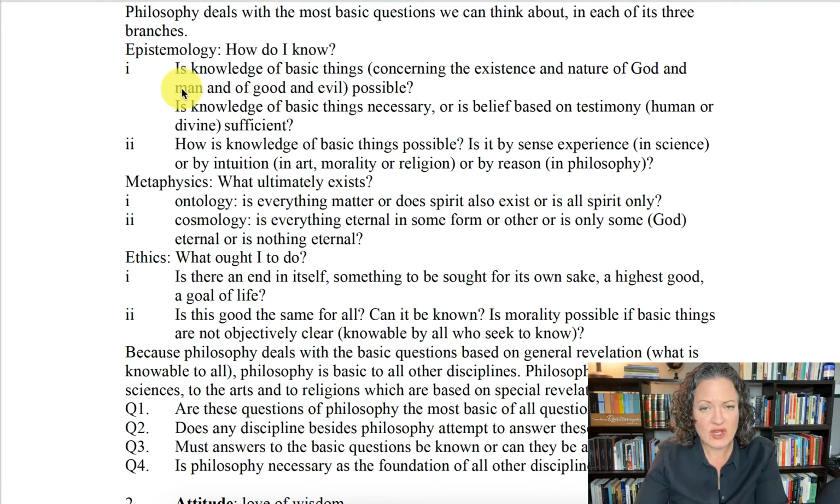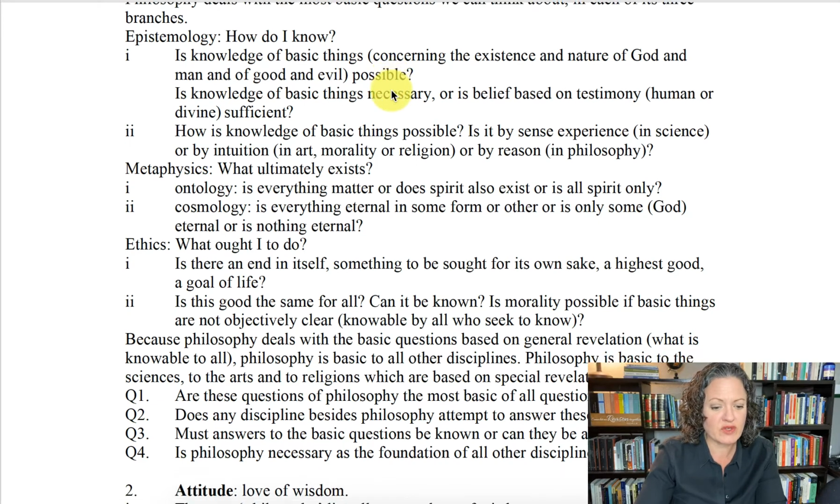Does God exist? What is a human being? And then if we can figure out what is a human being, we can figure out what is good for humans and what is evil for humans. Maybe there isn't a good and evil for humans, but that's a basic question. Now, the question in epistemology is, is knowledge possible of these things? Can we know whether there's a God or not? Can we know the nature of humans? Can we know good and evil for humans?